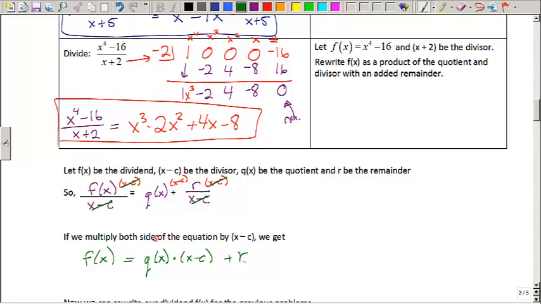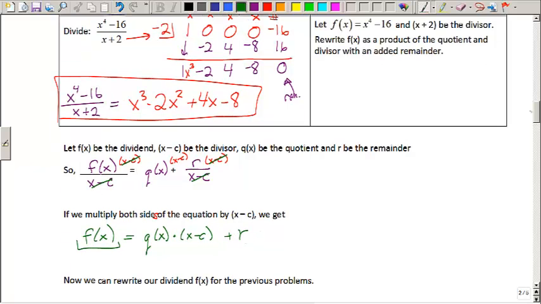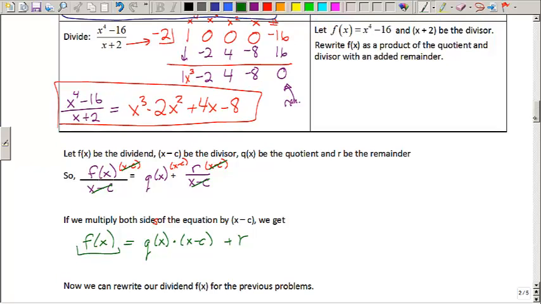Why would this be helpful? Well, if you're taking a polynomial and you're trying to factor it out, we can divide it by a divisor, and if you have a remainder, we can write it as a new statement. Now we're going to rewrite our dividend f of x for all of the previous problems that we just did. I'm not doing the synthetic division again because I've already done it. I'm going to be rewriting the numerator as a product plus a remainder.